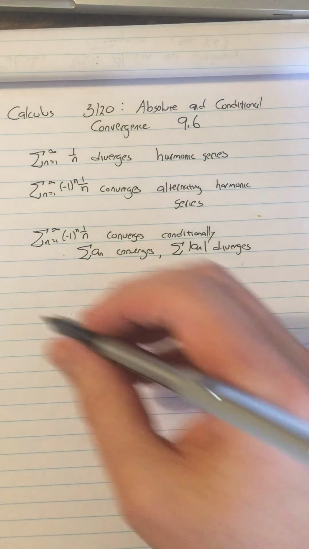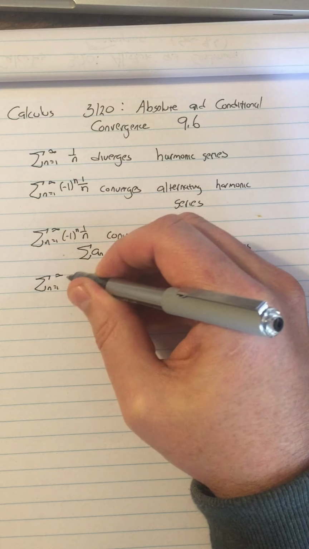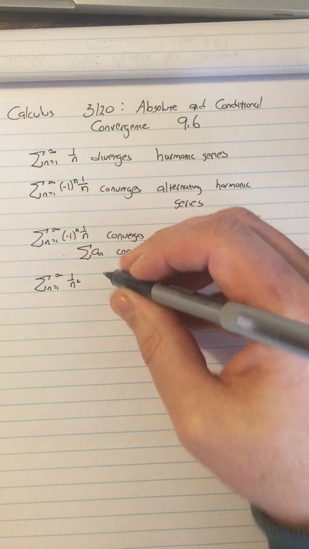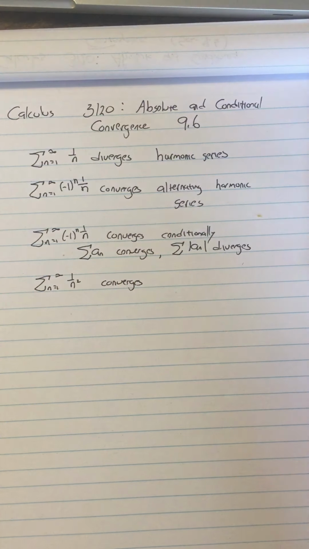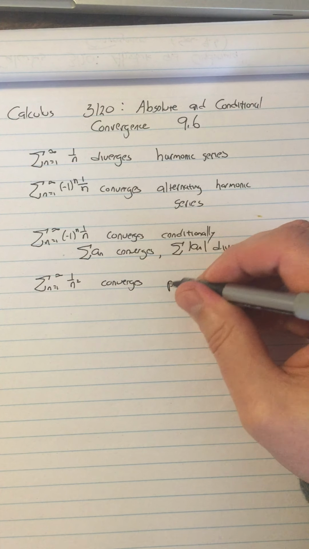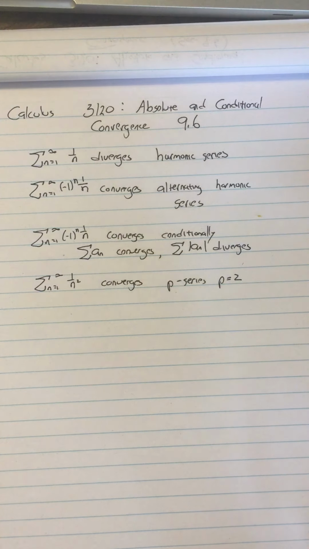So let's compare this to another series. We know that the sum from n equals 1 to infinity of 1 over n squared converges, because that's a p-series with p equals 2. Nothing magic about the number 2. It could be 1.5, it could be 60 billion. As long as it's greater than 1, this series converges.